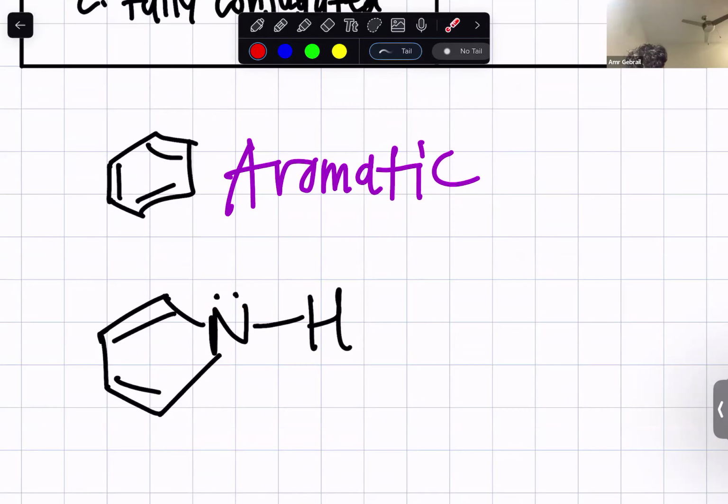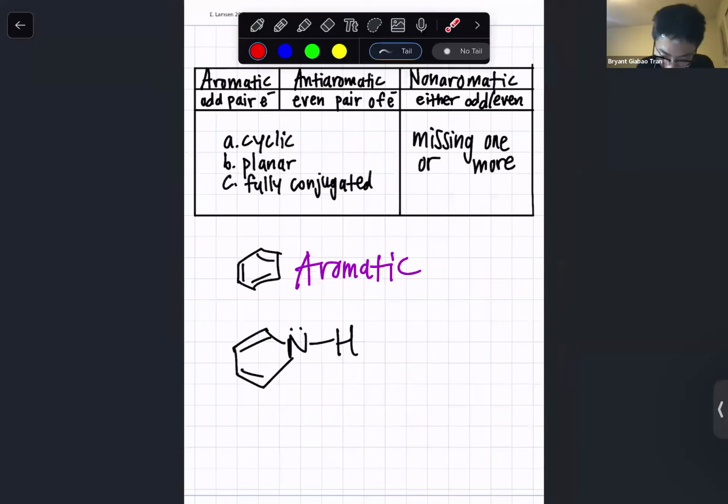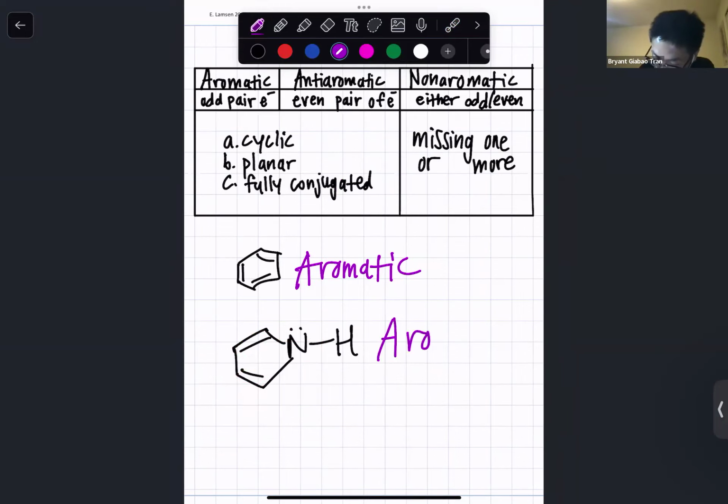Okay. So would this one be anti-aromatic? Right. So this is cyclic. That checks out. It is planar. It is fully conjugated. But now we have to see how many pairs of electrons are participating in the resonance. We have one, two, three pairs. Okay, so it'd be aromatic as well. Yep. Aromatic as well, where that lone pair counts as a pair that's participating in the conjugation. Aromatic.